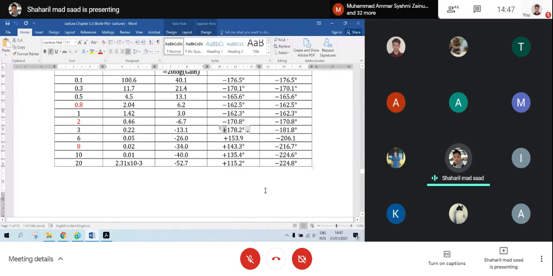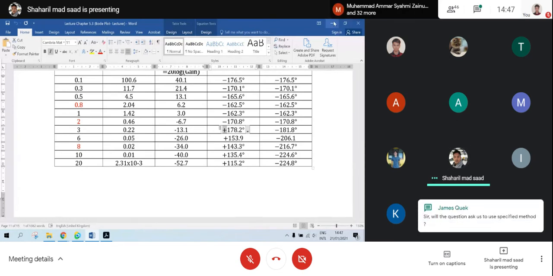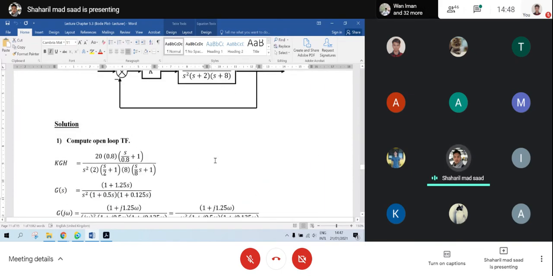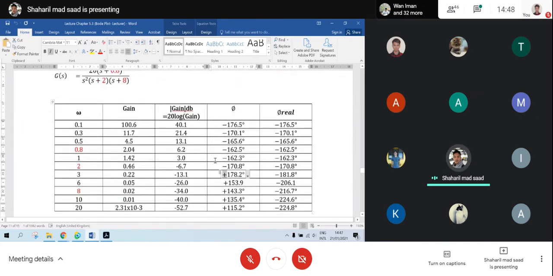Last, do you have any question? So will the question ask us to use a specific method? No. Actually, we have different lecturers that teach this subject. Some of them use method 1, which is just straight away getting the point. But some of them don't know how to get it from the calculator.